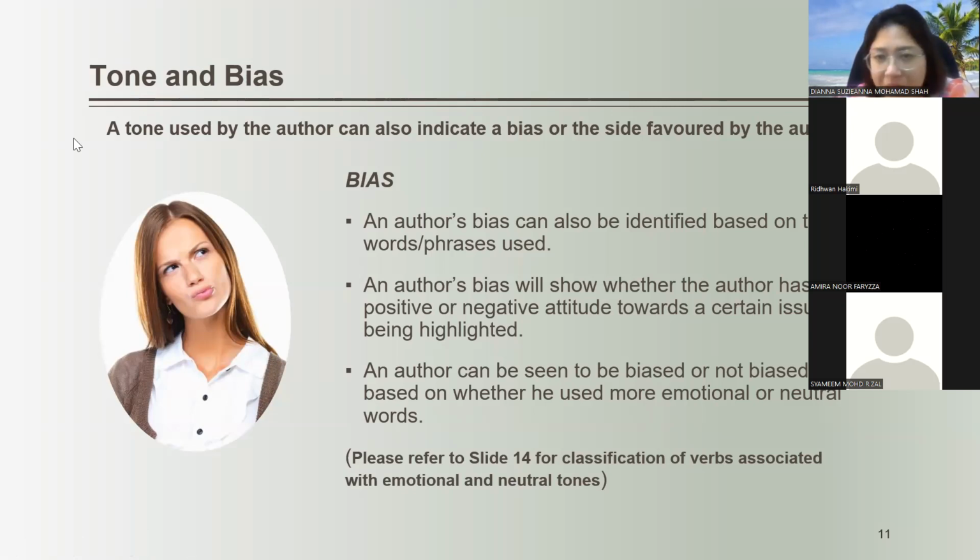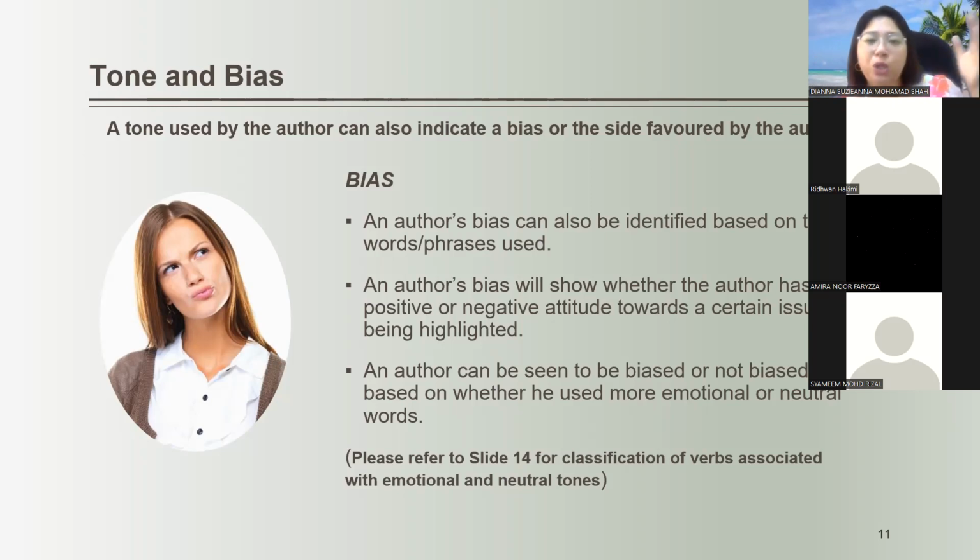All right, so an author's bias can also be identified based on the words or phrases used. I agree with this point. I disagree with this point. I don't think that this point is a good point, for example. So you can identify whether the author is being biased from the words or phrases used. Okay, so an author's bias will show whether the author has a positive or negative attitude toward a certain issue being highlighted. For example, the topic that I've shared with you, ebook versus printed book.